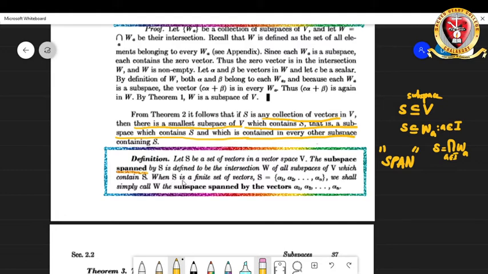Then if S is a finite set of vectors, that means let S equal the set alpha 1, alpha 2, etc., alpha n. We shall call the subspace to be spanned by the vectors alpha 1, alpha 2, etc., alpha n.